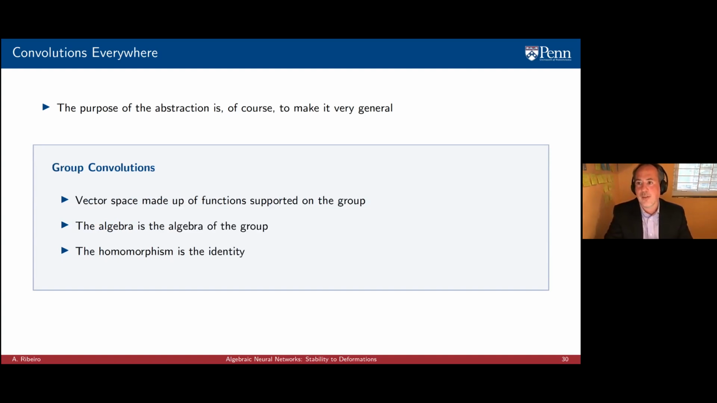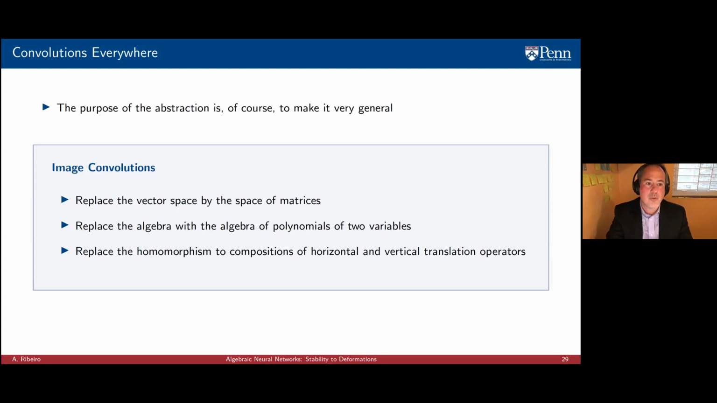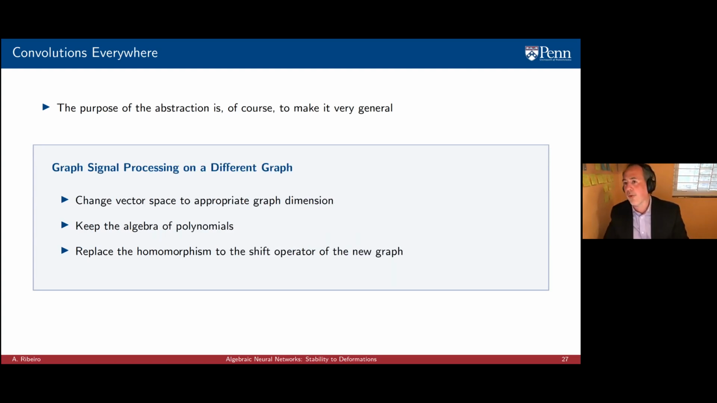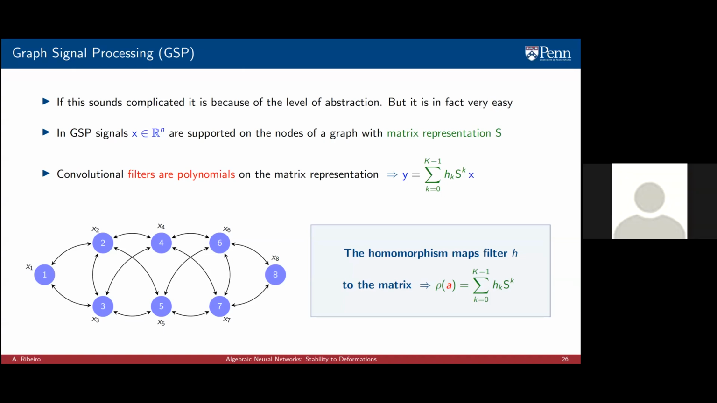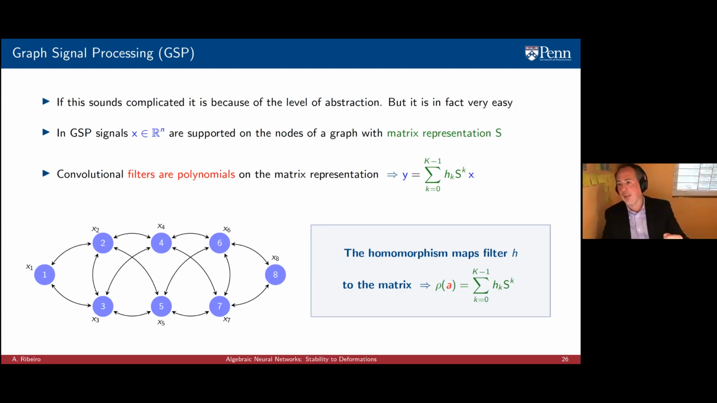In some cases, that restriction is very significant. For example, if you're doing group convolutions, you have to restrict the homomorphism to be the identity. There's no other one that would work here. But if you are working with graph signal processing, you still have quite a lot of freedom in the selection of the homomorphism, because any homomorphism of this form for any matrix would work. Make sense, Chase? It depends on the specific application.